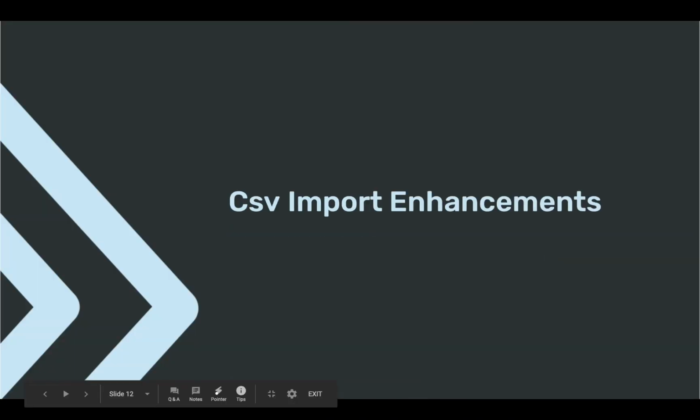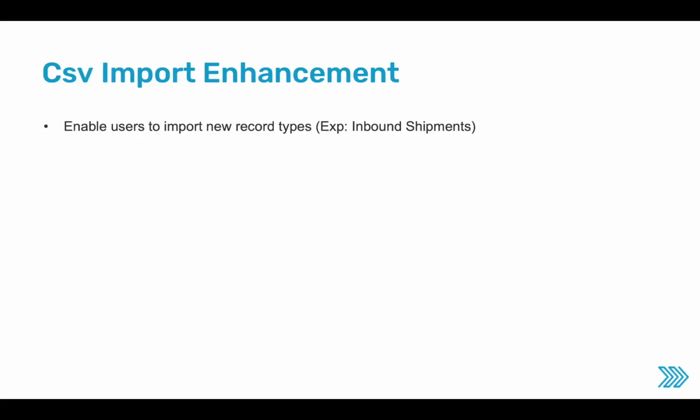And the last feature that I would like to show you is CSV import enhancements. Within the last release, there are some additional record types which are added to CSV import. Sales and purchase custom transactions are available now for CSV import, and item collections. But what I would like to show you today is inbound shipments. Now we are able to import inbound shipments into the system via CSV import.